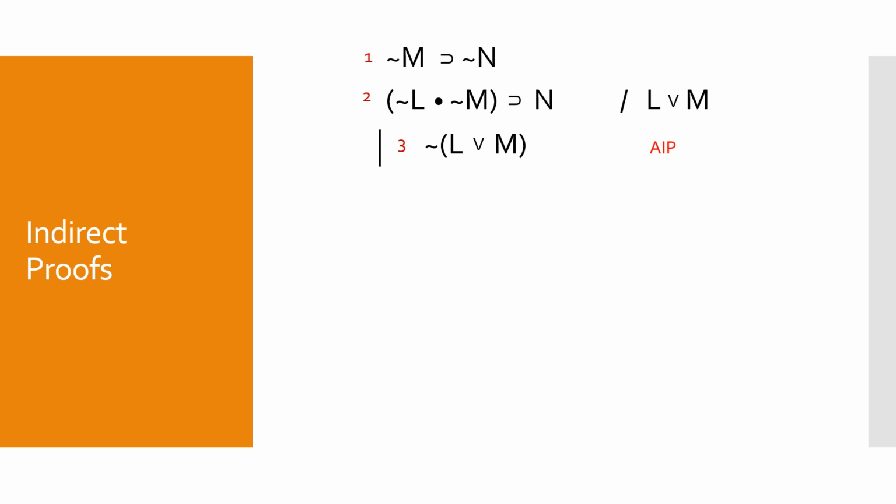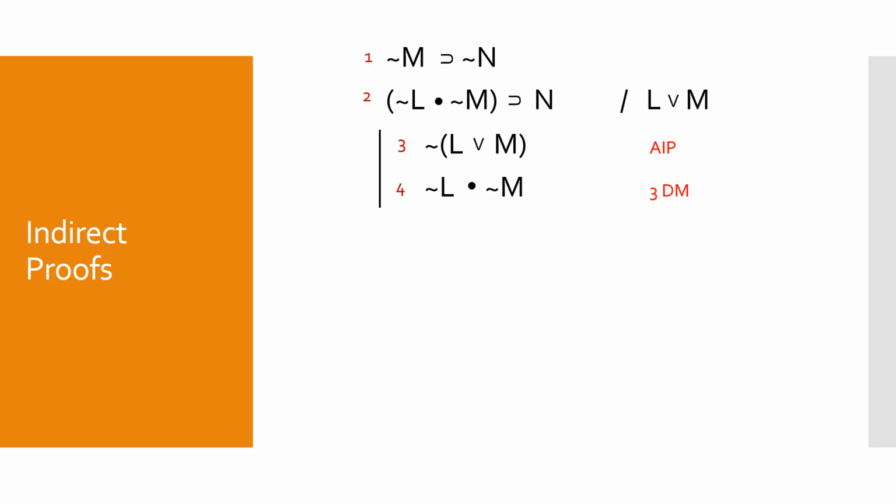And so we start our indirect proof again with the negation of some statement, in this case, the particular conclusion, it's either L or M. And when we write our justification, what we want to write is simply AIP. And of course, this simply stands for assumed in an indirect proof.